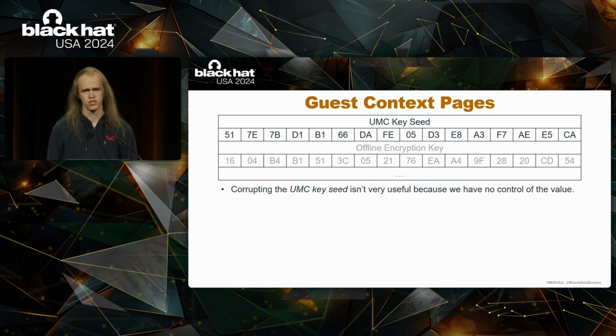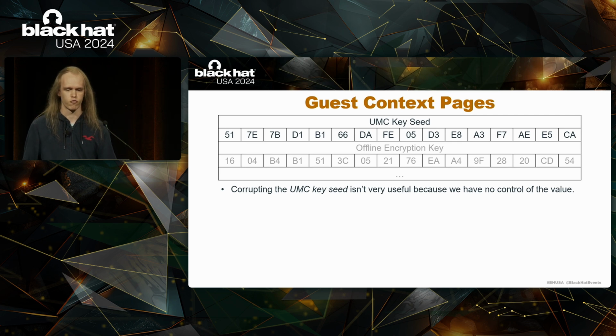Last time, we attacked the UMC key seed. However, this time around, this won't really work. And the reason for that is that the UMC key seed is already random to begin with, and we can only override it with a new random value. And there's really no point in doing that, because all of the guests will have random values. And last time, we could only exploit this if we could get 2 guests to share the same encryption key, which we can't do using this vulnerability.